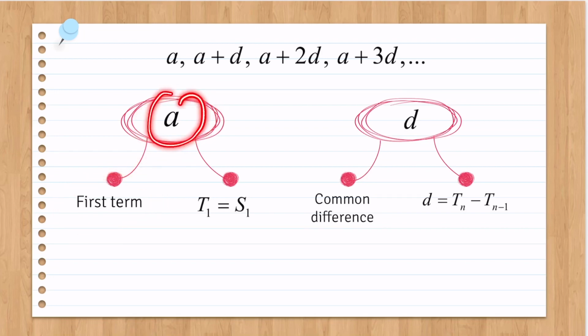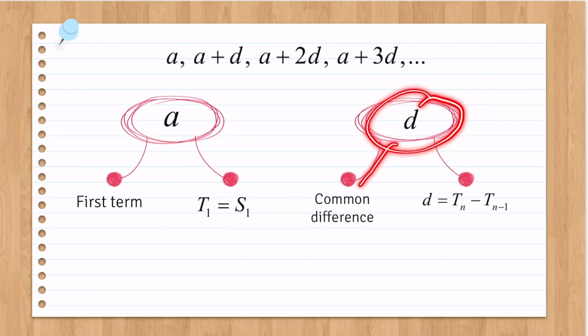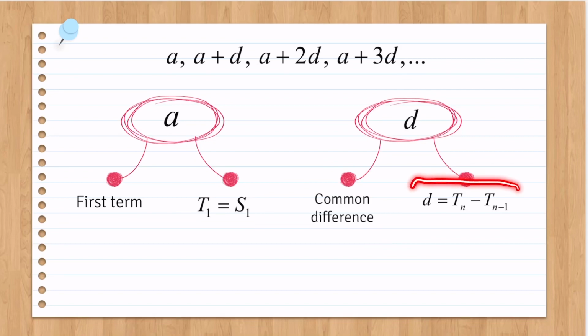Okay, so you can write a as T1, also equals to S1. S1 adalah hasil tambah satu sebutan pertama. Where d is the common difference, beza sepunya. So you can find the value of d by using the formula Tn minus Tn minus 1.